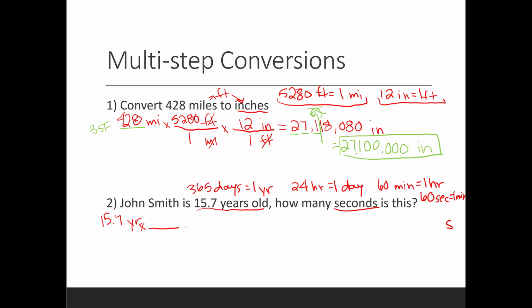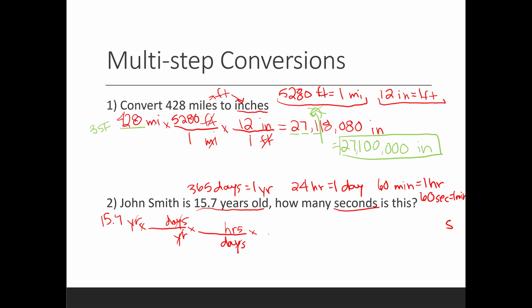All right, so I'm setting this up. I want years to cancel out, so years goes on the bottom. I'm going to go to days first. All right. So my years are going to cancel out, which is good. I don't want those. But now I need to cancel out of days. So days goes on the bottom. And now hours is going to go on the top. All right. Days is canceling. Perfect. Don't care about it. Now I'm in hours. I'm not done yet. I need to get all the way to seconds.